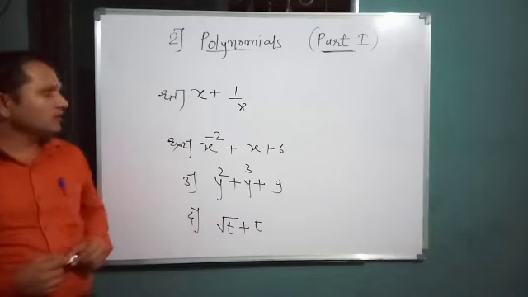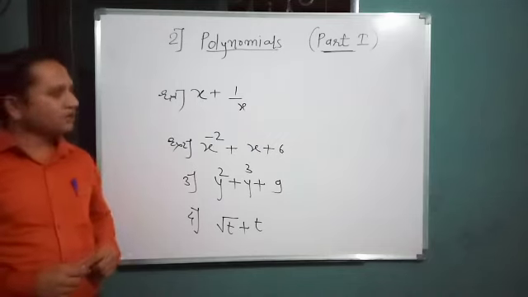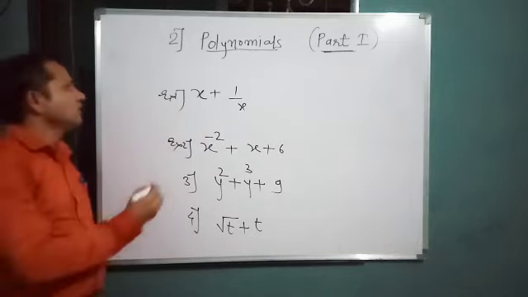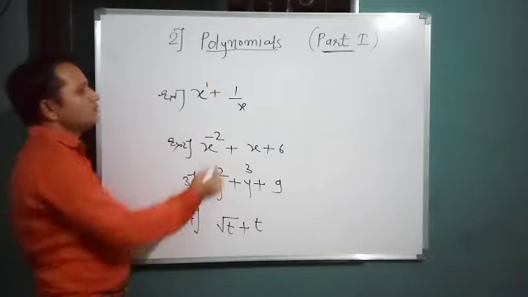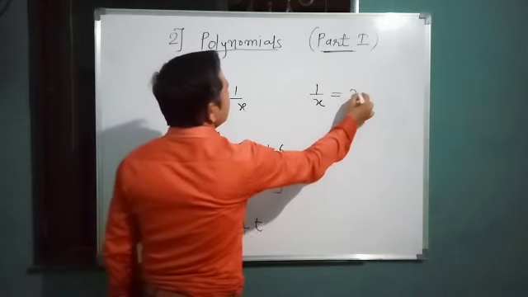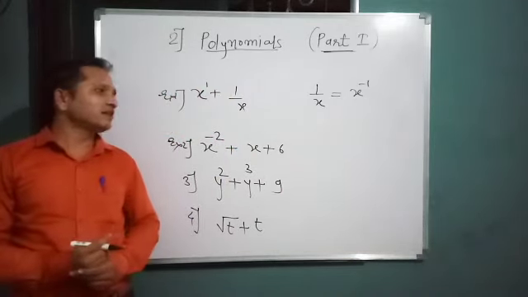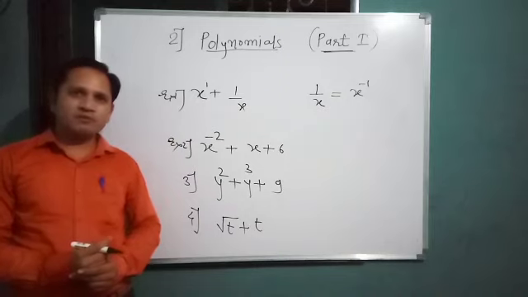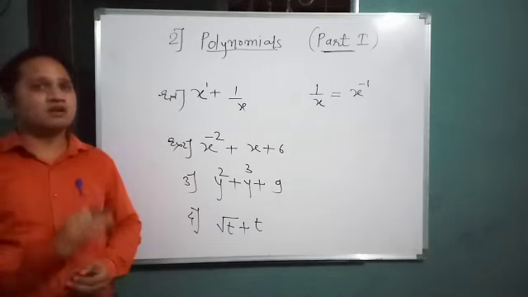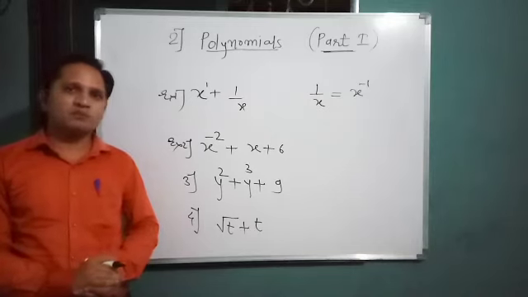But in a polynomial we check the degree of each term. Now in the first example the first term's degree is 1. Degree means highest power of variable. So the highest power of this term is 1, but the second is 1 upon x, which we can write as x to the power minus 1. So obviously the degree of the second term is minus 1, and in a polynomial the degree of each term is positive. हर टर्म की डिग्री पॉजिटिव होनी चाहिए, या वो जीरो भी रही तो चलेगा, तभी उसको हम पॉलिनोमियल बोलते हैं.